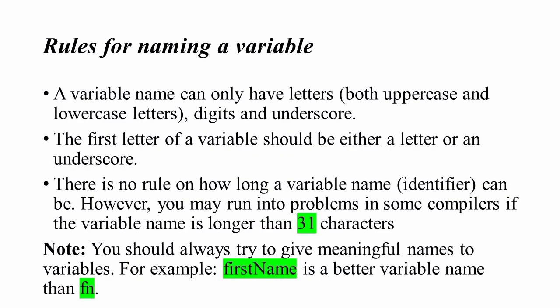Rules for naming a variable. A variable name can only have letters, digits and underscore. The letters may be both uppercase and lowercase letters. The second rule for naming a variable: the first letter of a variable should be either a letter or an underscore. The third rule, there is no rule on how long a variable name or identifier can be. However, you may run into problems in some compilers if the variable name is longer than 31 characters.